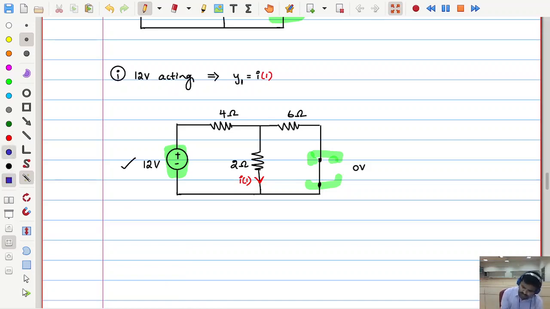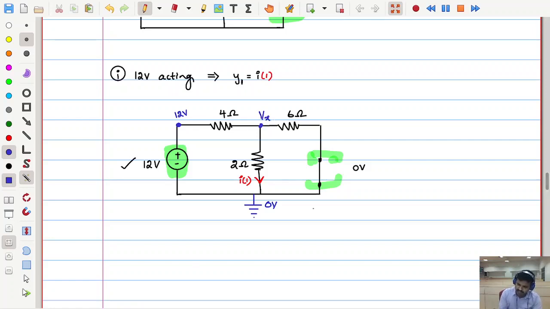Now, how do we do that? Let us consider this as the reference node, meaning 0 voltage. This node voltage is already known, 12 volts. Why? Because a voltage source is connected directly between reference and non-reference, so you need not assume any voltage here. So what is left out? This one. Let us consider this node voltage as Vx.